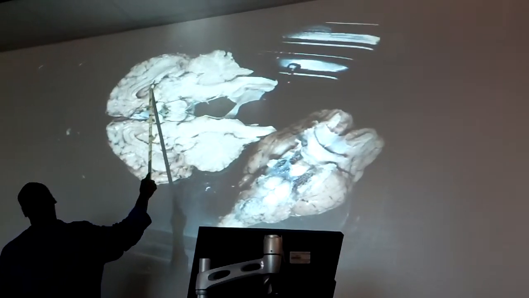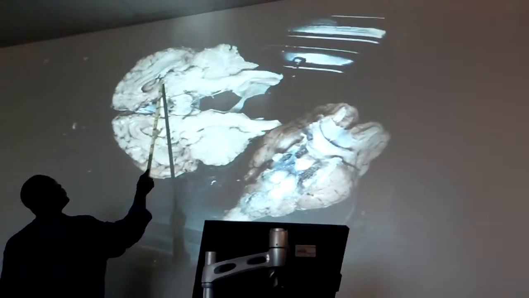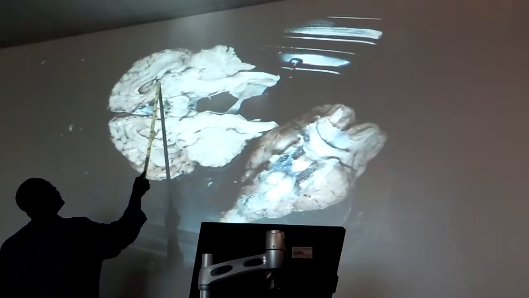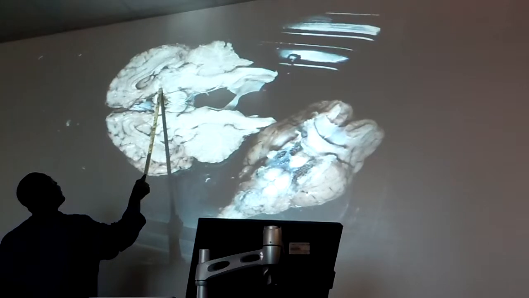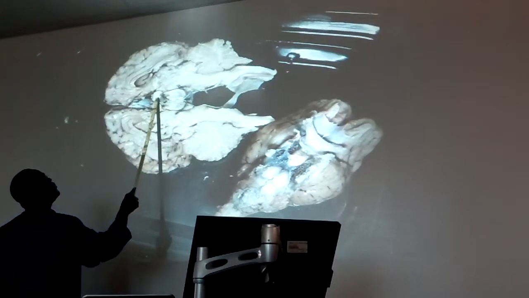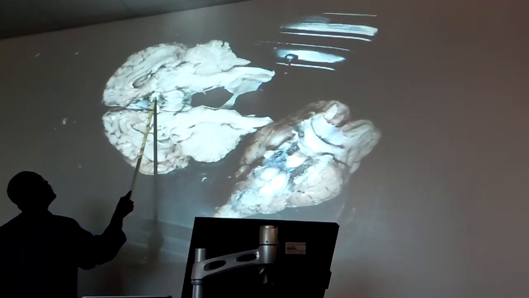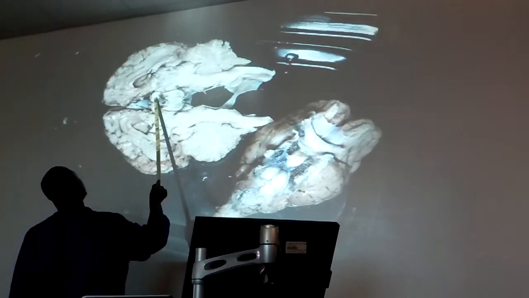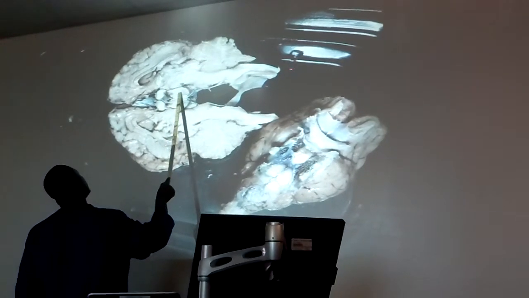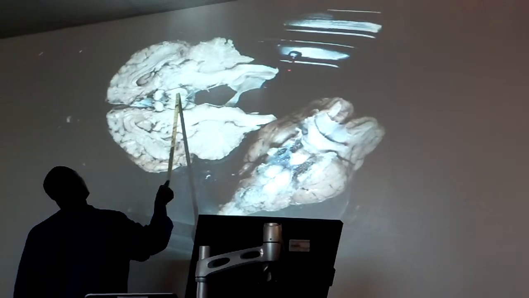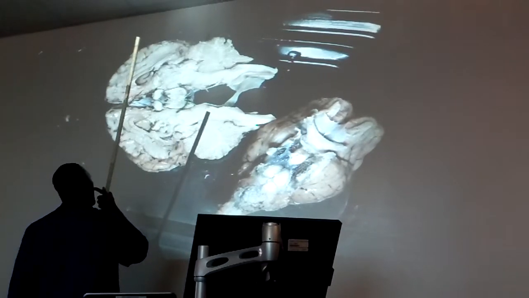is going to be your fornix. Now, if that much is true, this cute little thing right here is going to be what? The thalamus, followed by the hypothalamus, and then you see this cute little thing right here? I'm lying to you, because this is the optic chiasm. This is going to be the what now? The pituitary.